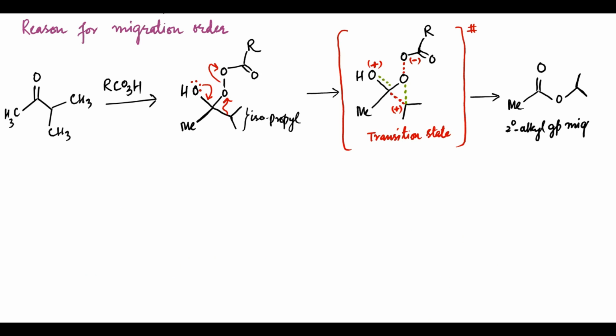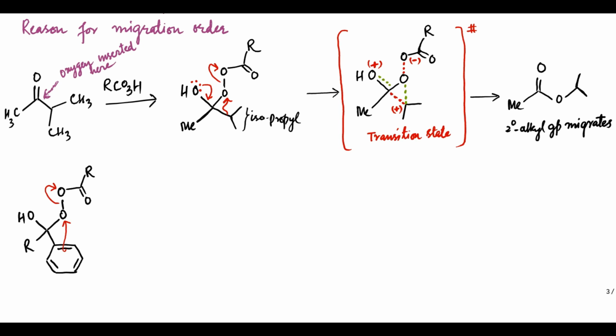The more stable the transition state, the faster the rearrangement. Thus oxygen from peroxyacid is inserted here, between carbonyl carbon and isopropyl group. When a benzene ring migrates, pi participation is involved as the benzene ring acts as a nucleophile and the positive charge can be spread out even further.